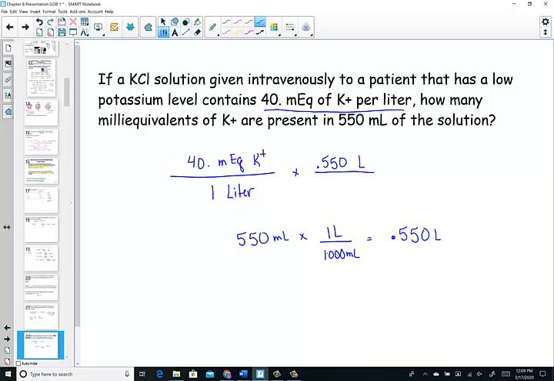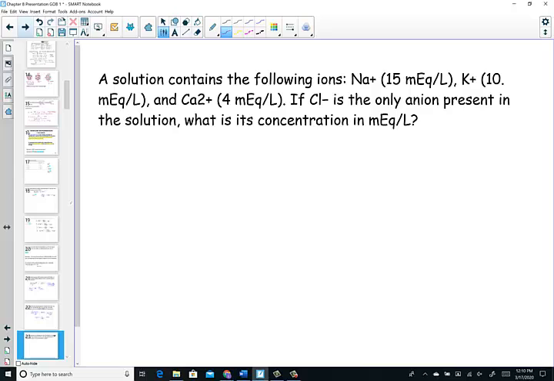If 40 milliequivalents are delivered in every 1 liter, 40 times 0.55 gives me 22 milliequivalents. Notice the liters have canceled and you've converted to a milliequivalent. Here we had 2 sig figs, so my answer will have 2 sig figs. Try this one on your own, pausing the video, work it out, come back when you're ready to check.